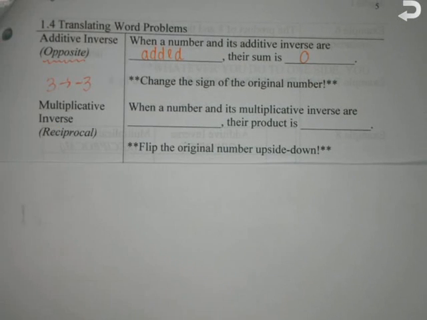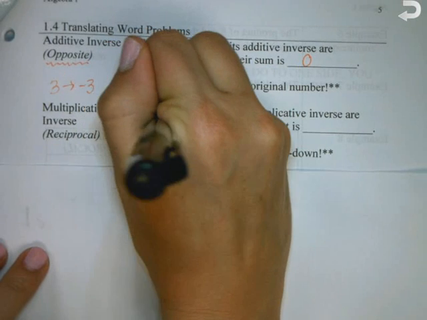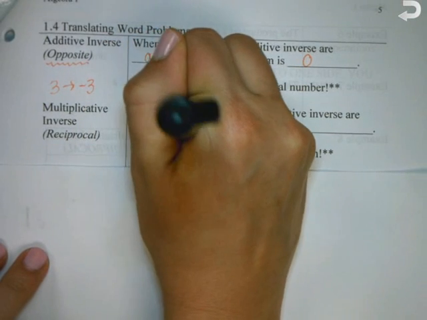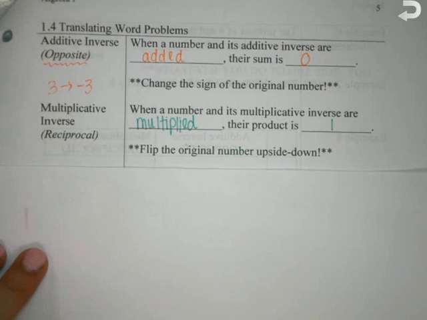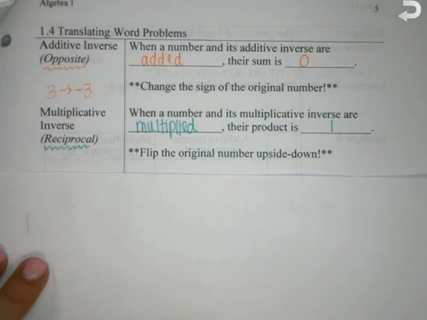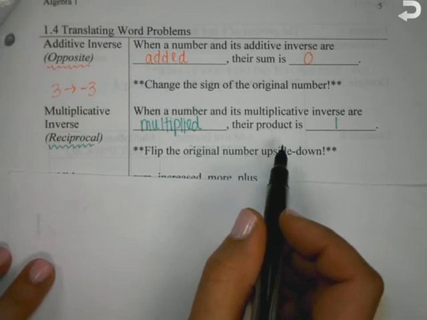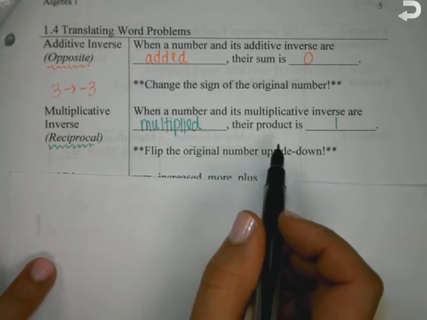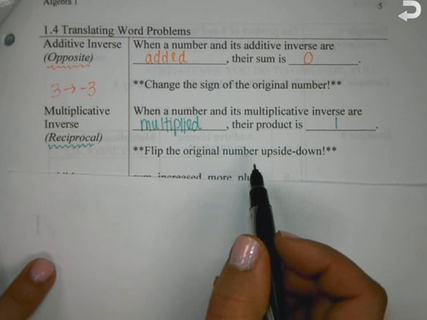Okay, we have another one called multiplicative inverse. When a number and its multiplicative inverse are multiplied, their product is 1. Another word for that is reciprocal. And with the reciprocal, we just flip the original number upside down. Does it matter if the sign is positive or negative? Whatever the sign is, you keep it. For reciprocal, all we do is flip.